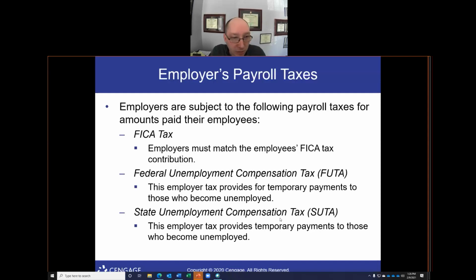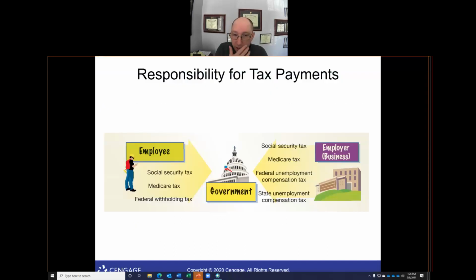Payroll taxes. Employers are required to pay unemployment taxes for both federal and state, in addition to Social Security and Medicare. So the employer has the additional, right? The employer always has to pay a little bit more than the employee does.